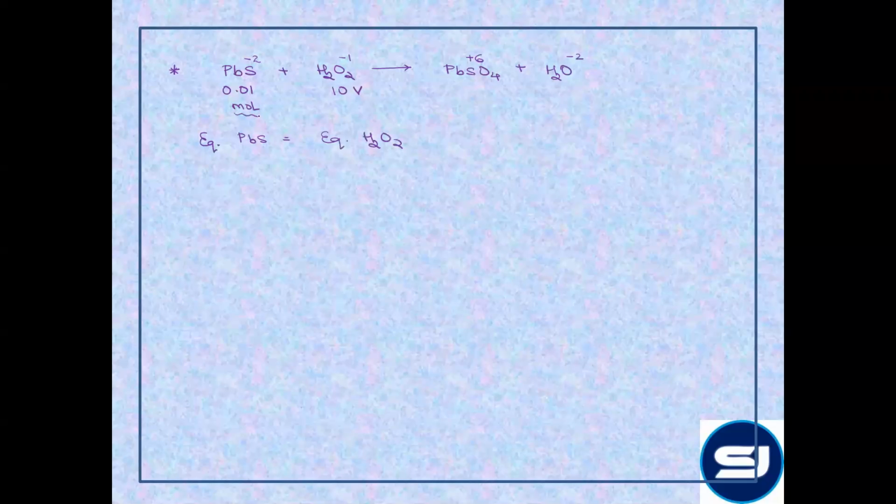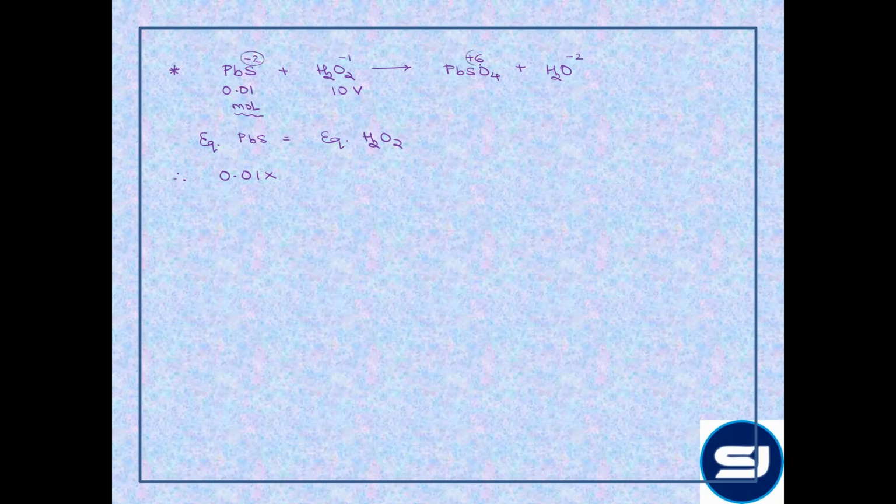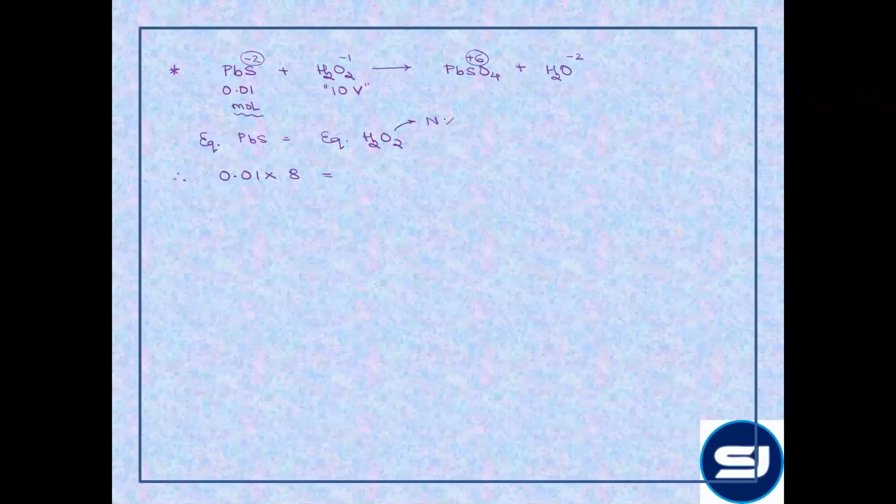Now PbS का moles दिया है, so the formula to be used is moles into n factor, which is 0.01 times n factor. What is the n factor for PbS? 8. 8 equals to. Now volume strength जब दिया है, तो which formula here for equivalence I apply? Equivalence का मुझे volume ढूंढना है, तो which formula do I put here? Normality into volume. Excellent. यहाँ पर मैं लूंगा n into v.